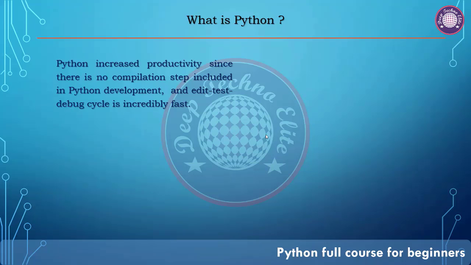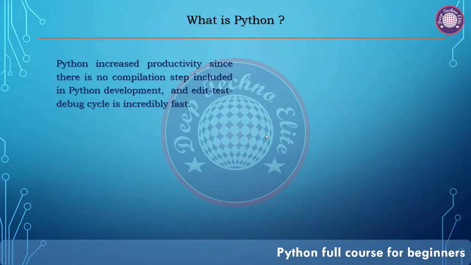The edit, test, debug cycle is incredibly fast. Debugging a Python program is easy. A bug or a bad input will never cause a segmentation fault. Instead, when the interpreter discovers an error, it raises an exception. When the program doesn't catch the exception, the interpreter prints a stack trace. A source-level debugger allows inspection of local and global variables, evaluation of arbitrary expressions, setting breakpoints, stepping through the code a line at a time, and so on. The debugger is written in Python itself, testifying to Python's introspective power.